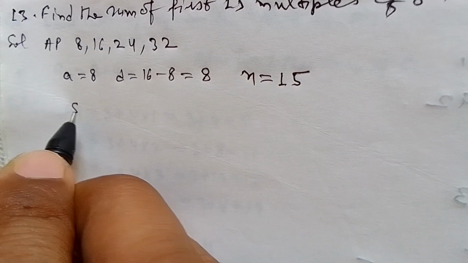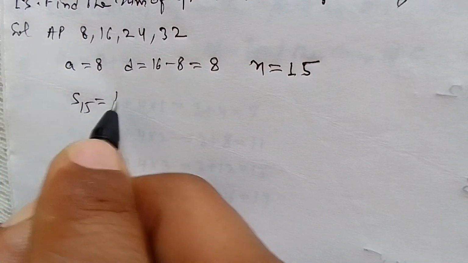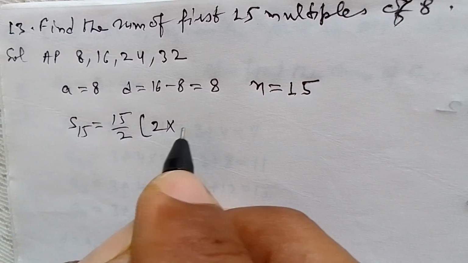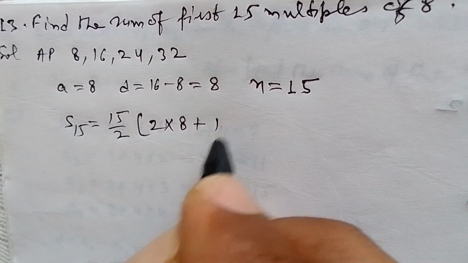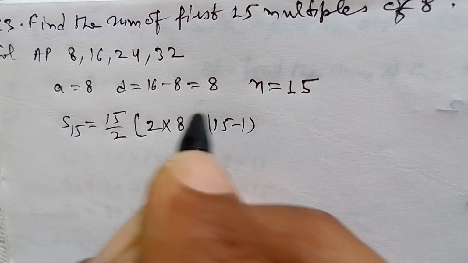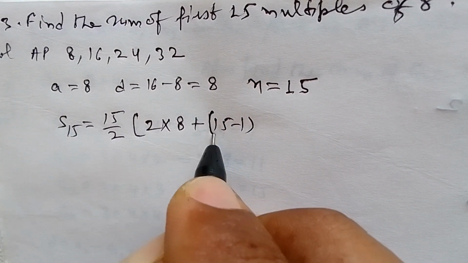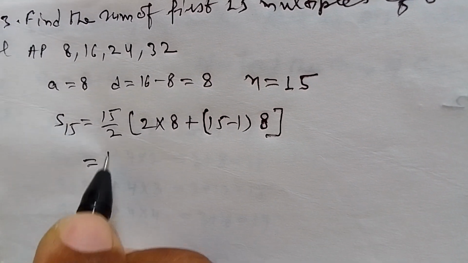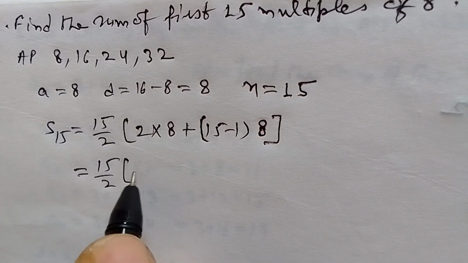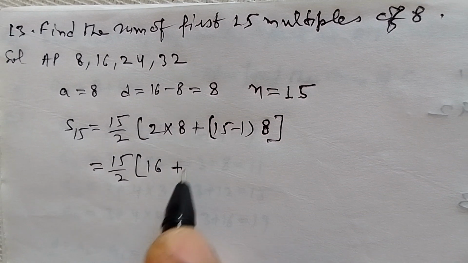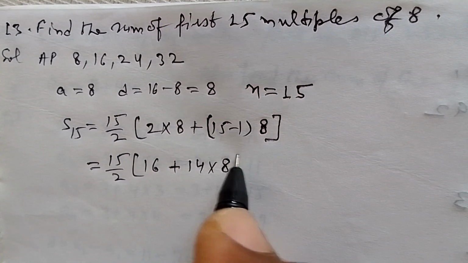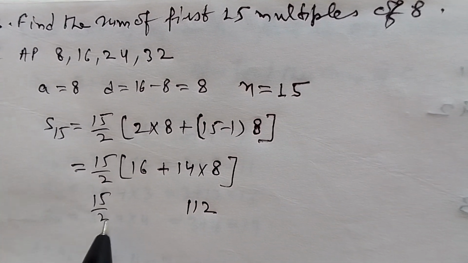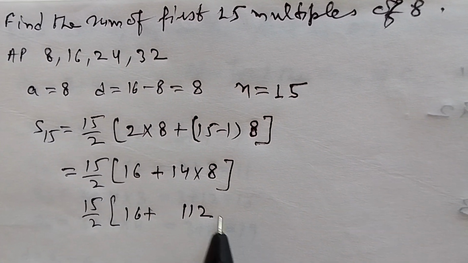So S15 comes out to be 15 divided by 2, 2 multiplied by the first term 8 plus (15 minus 1) multiplied by the common difference d, which we have calculated as 8. So we will have 15 divided by 2, 2 multiplied by 8, that is 16, plus 14 multiplied by 8. So 14 multiplied by 8 comes out to be 112.